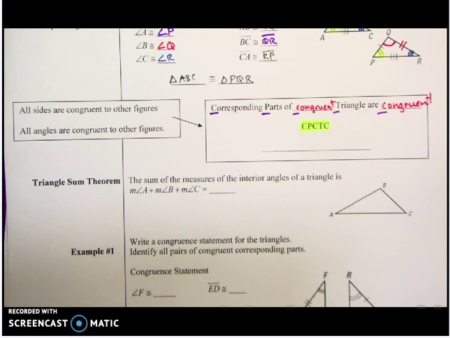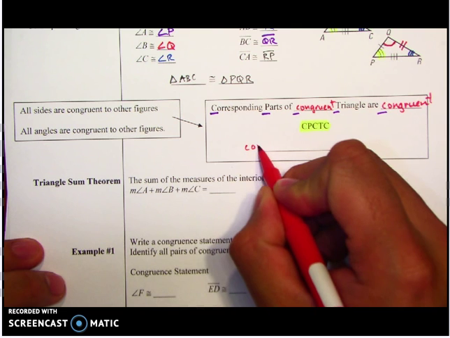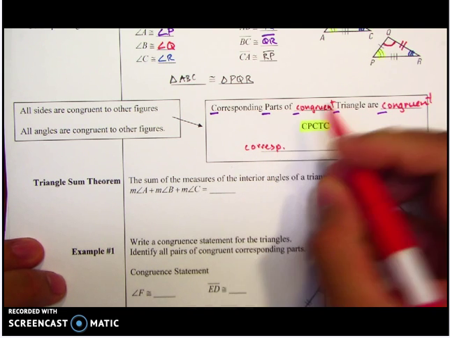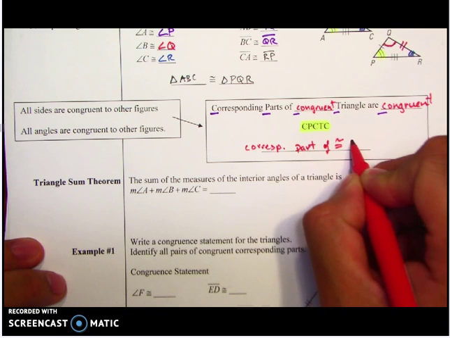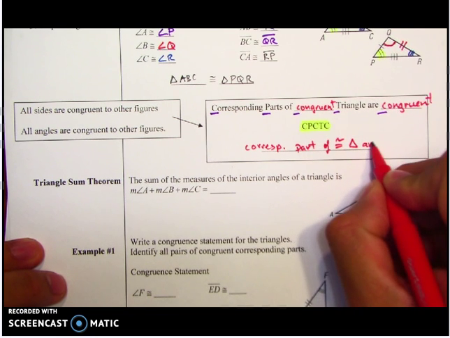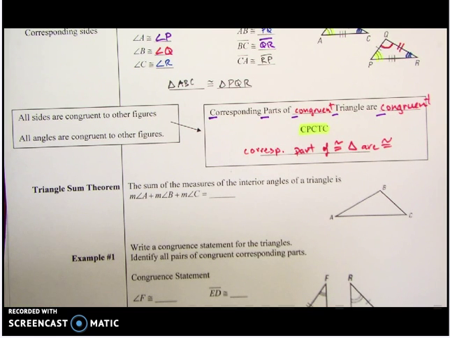Now, in my classes, I like to write it out in a short description. So here you can write something like this: corresponding parts of congruent triangles are congruent. I want it easier to understand, so all of you will recognize what it is, instead of doing CPCTC.